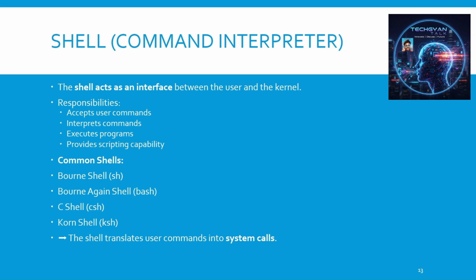The shell is the command interpreter. The shell acts as an interface between the user and the kernel. Responsibilities: accepts user commands, interprets commands, executes programs, provides scripting capabilities. Common shells: Bourne shell sh, Bourne Again shell bash, C shell csh, Korn shell ksh. The shell translates user commands into system calls.